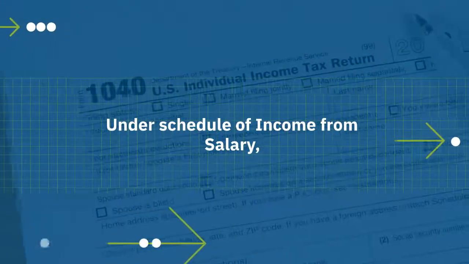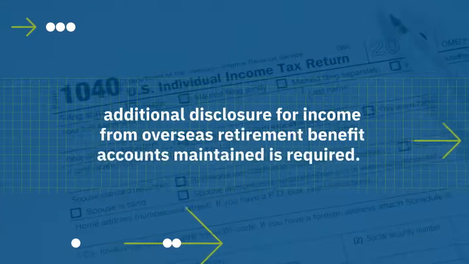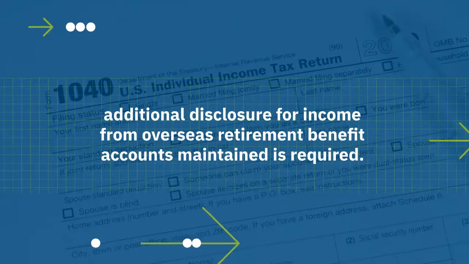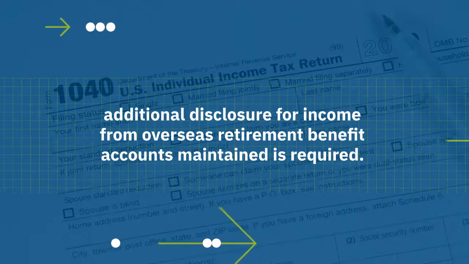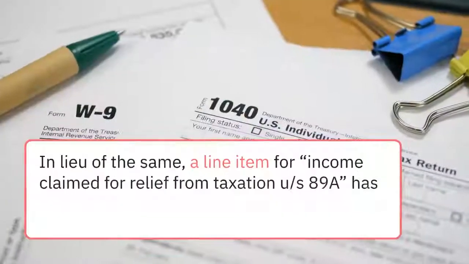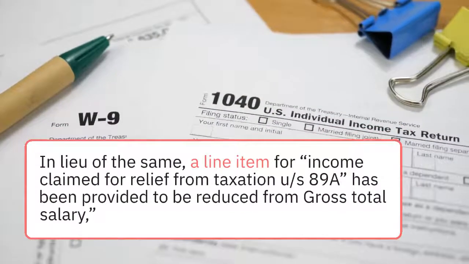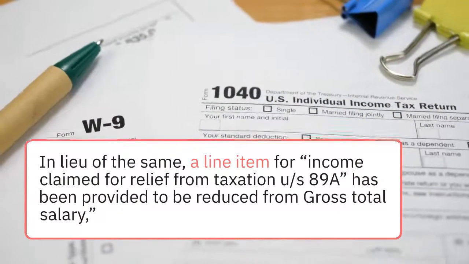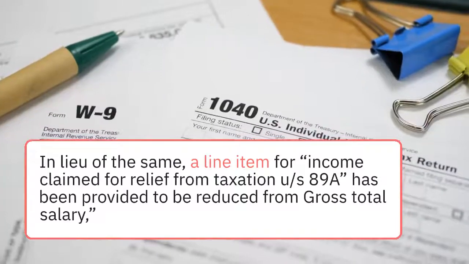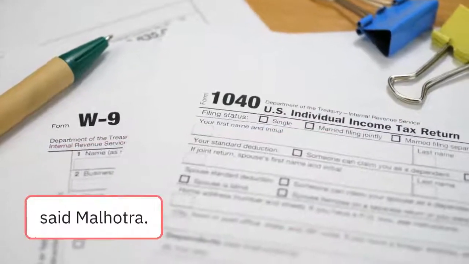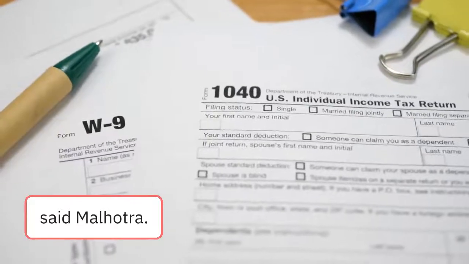Besides that, under the Schedule of Income from Salary, additional disclosure for income from overseas retirement benefit accounts maintained is required. In lieu of the same, a line item for income claimed for relief from taxation under Section 89A has been provided, to be reduced from gross total salary, said Malhotra.